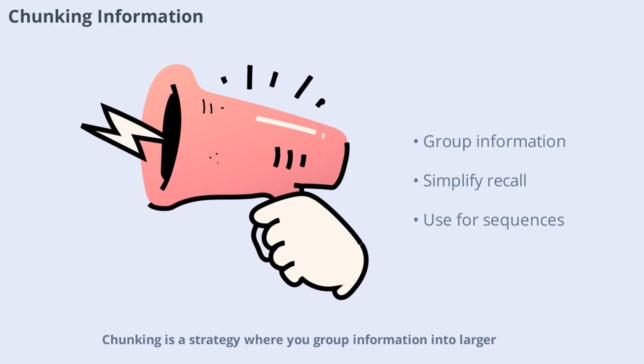Chunking is a strategy where you group information into larger, more manageable units. For example, remembering a phone number as 3 groups of numbers instead of a long string makes it easier to recall.